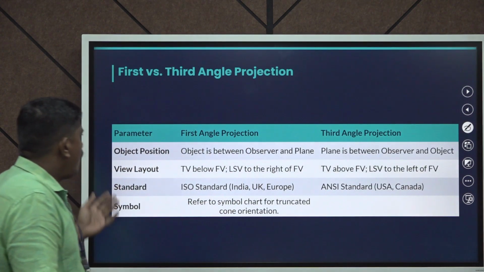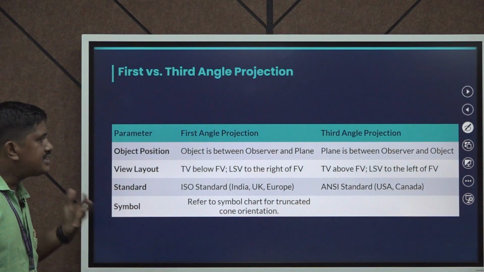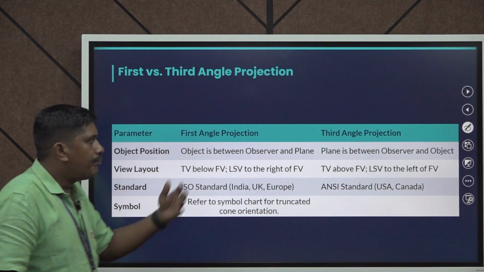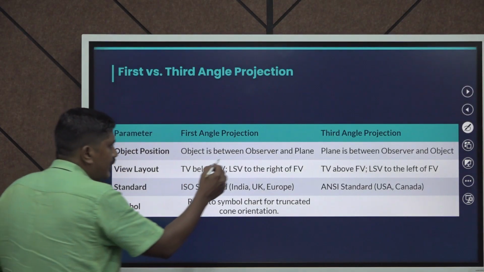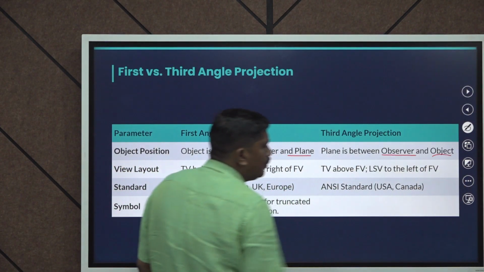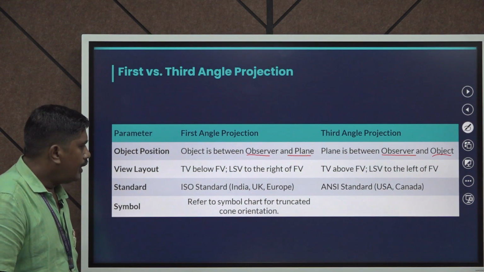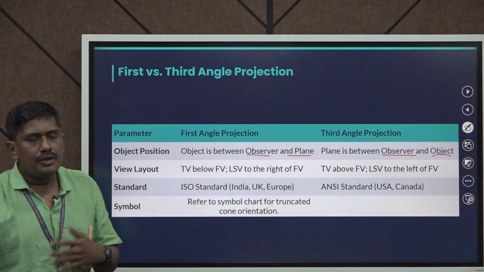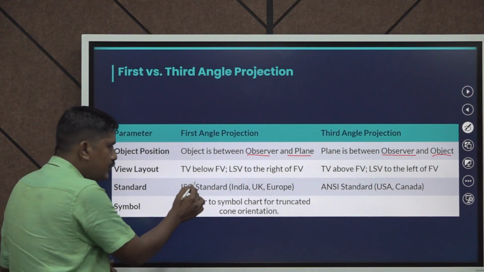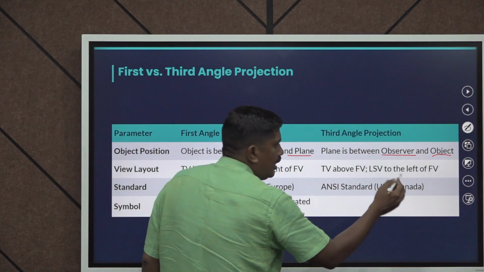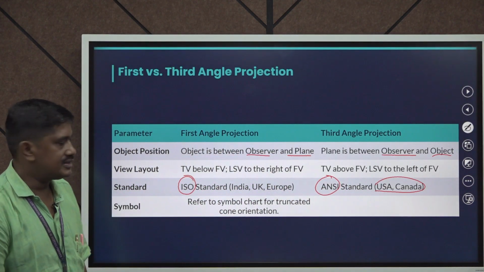And we all know about first angle and third angle. In first angle, the object is placed between the observer and the plane. In third angle, the plane is between the observer and the object, and this is very important. These are the basic terms we should know before proceeding to first angle and third angle. Most Indian and UK aerospace based industries follow ISO standards, that is first angle projection, and most US and Canada based industries use ANSI standards.